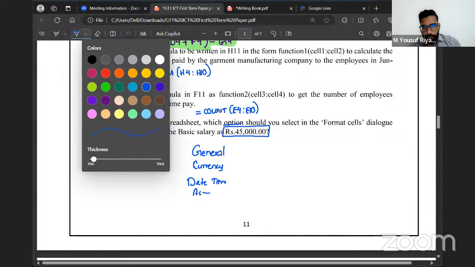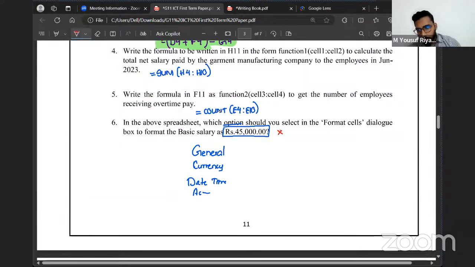Yes. Out of the options we have there, the most suitable option would be currency. By default, the currency is in dollar. You can change that. When you click on format cells, you can change that to rupees as well. But by default, it will be in dollar. So here the option should be currency.